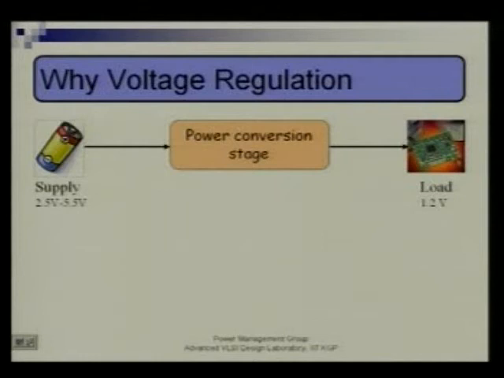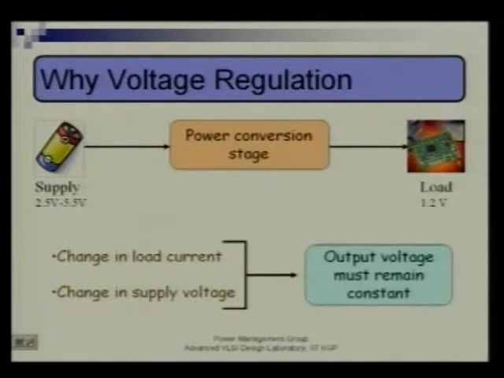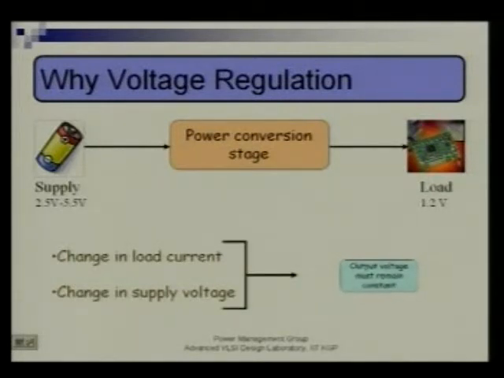You have already seen why voltage regulation is necessary, because there is a huge change in load current, as has been mentioned, about 120 amperes per microsecond. This sometimes happens in processors, as you have already noticed. And then there is also a change in supply voltage, because the battery will get discharged slowly, and we need the output voltage to be maintained constant. Hence, output voltage must remain constant. This is very important.